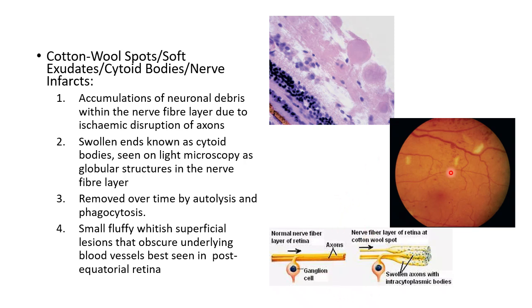And what do they actually look like in the retina? They look like small, fluffy, whitish, superficial lesions that obscure underlying blood vessels, best seen in the post-equatorial retina, that is the posterior pole. Why? Because the nerve fiber layer is the thickest in the posterior pole, and since the pathology lies in the nerve fiber layer, it is very well seen in the posterior pole, right? So that's your cotton wool spots, also known as soft exudates, which is a misnomer. They are not exudates, they are ischemic infarcts.